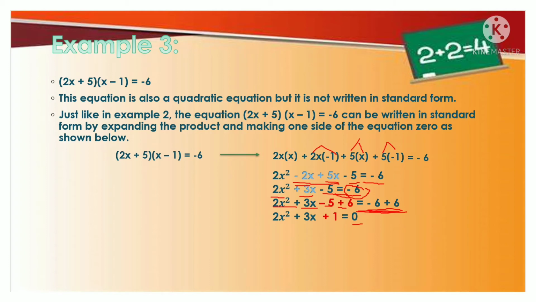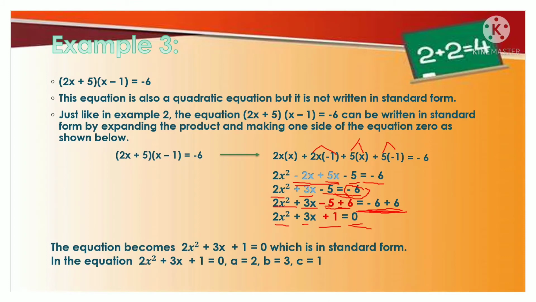So we have 2x squared plus 3x. Negative 5 plus 6 is positive 1 equals 0. So the equation becomes 2x squared plus 3x plus 1 equals 0, which is in standard form. So in the equation 2x squared plus 3x plus 1 equals 0, a is positive 2, b is positive 3, and c is positive 1.